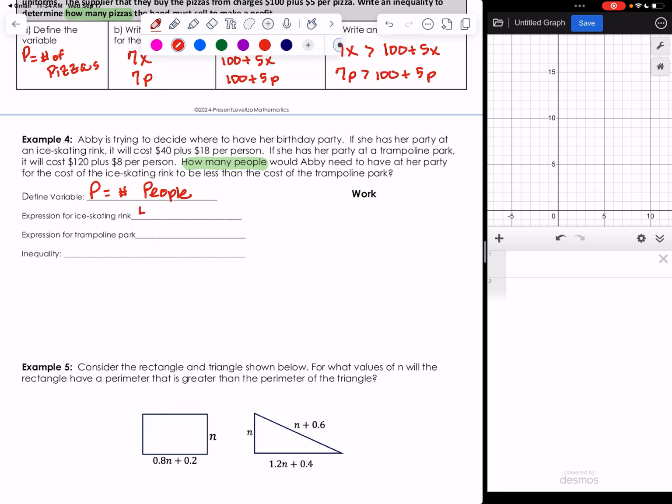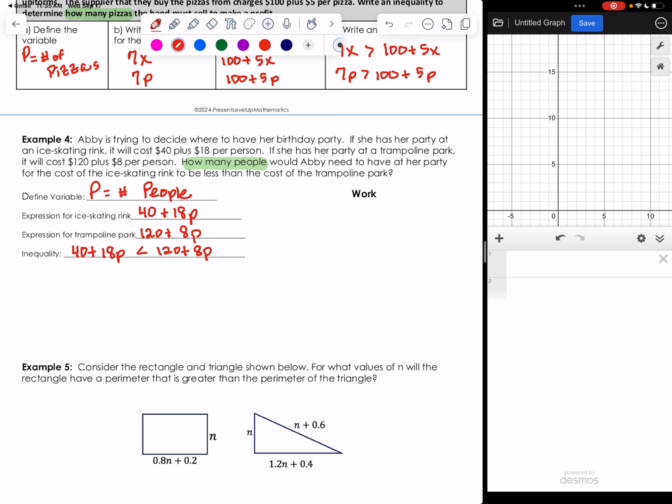The ice skating rink was going to charge $40 plus $18 per person, so 40 plus 18p. The trampoline park is going to charge $120 plus $8 per person. Now we want an inequality to determine the number of people she needs to have at her party for the cost of the ice skating, that would be 40 plus 18p, to be less than the cost of the trampoline park, which was 120 plus 8p.